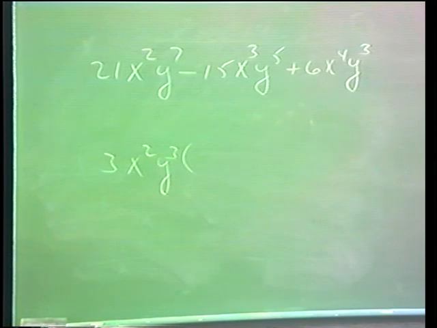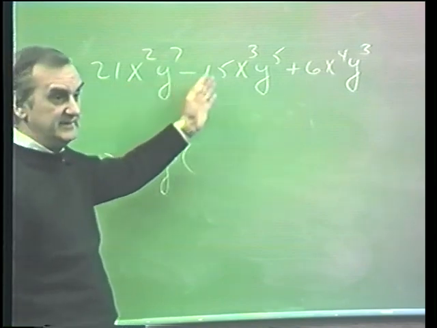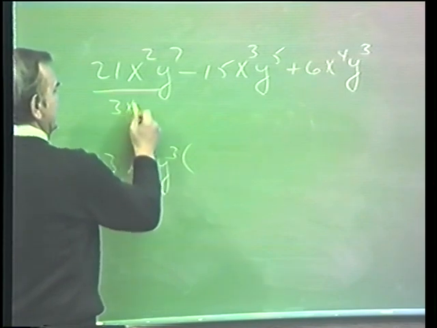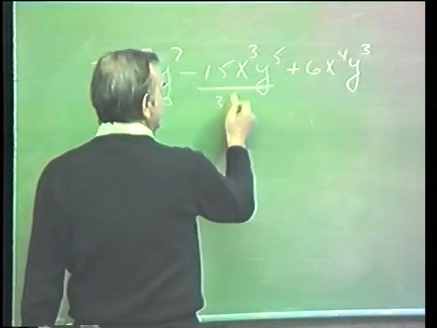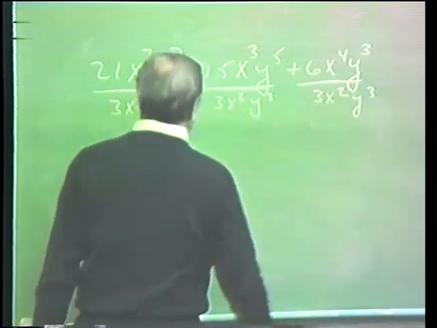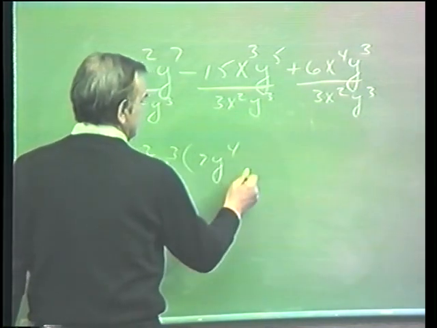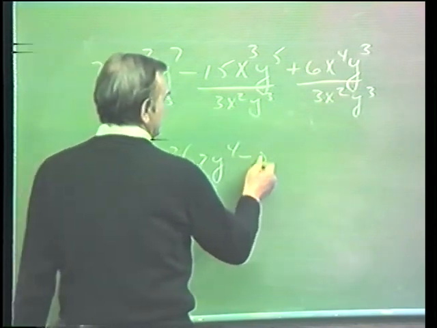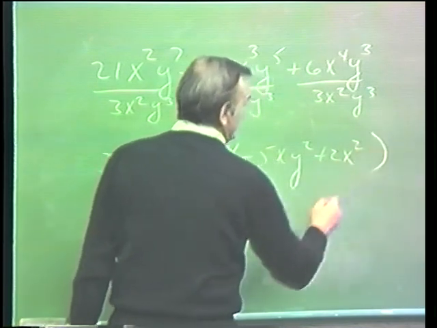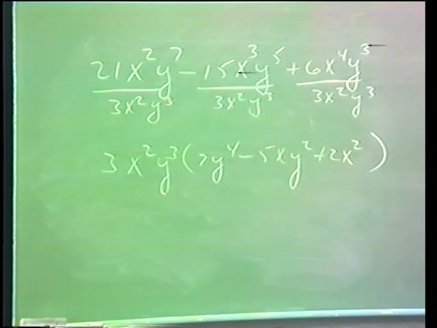Now once we know what we're taking out, to determine what goes inside the parenthesis, we stated we had to divide each of these terms by what we have extracted. So we're going to divide each of these terms by 3x squared y to the third. This is what we have extracted. If we do this correctly, Roy, what are we going to get inside the parenthesis? 7y to the fourth minus 5xy squared plus 2x squared. Beautiful. As you can see, this is just a series of short division. You know how to do that.